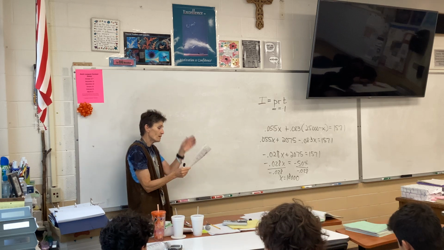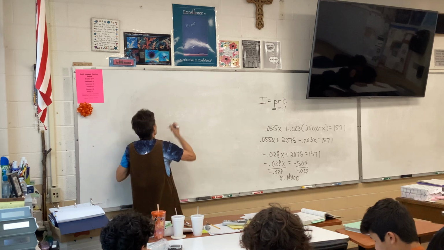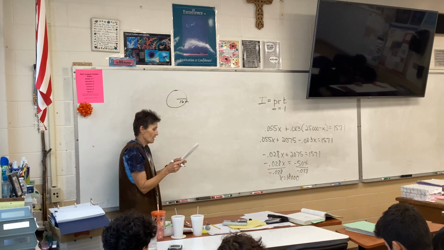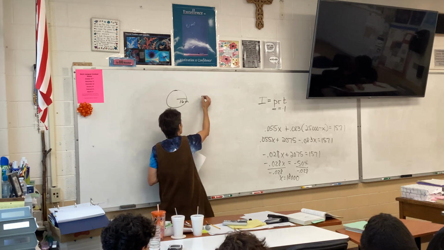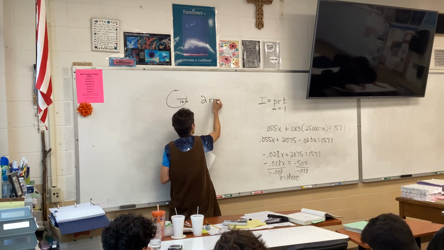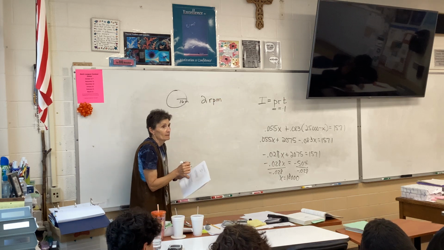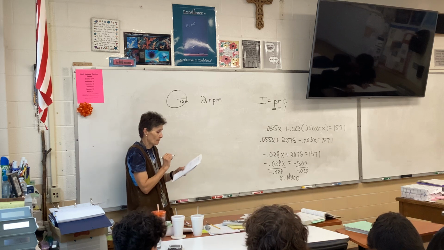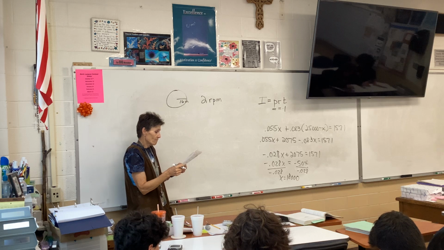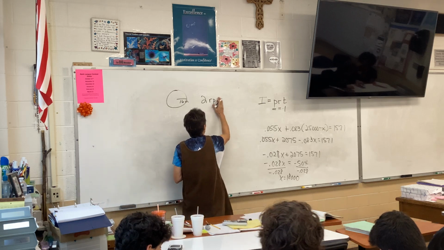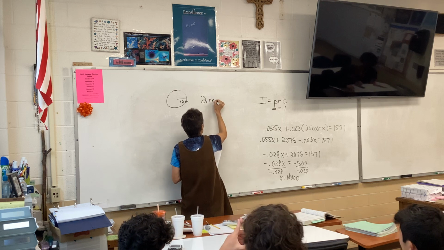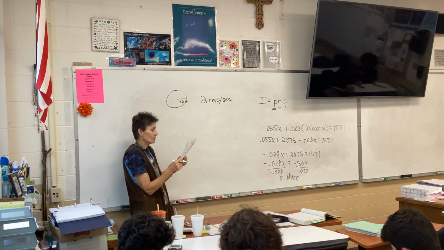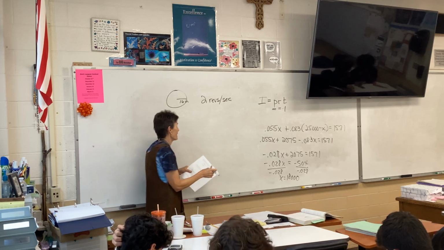A tire of a moving bicycle has a radius of 16 inches. The tire is making 2 rotations per minute. RPMs, revolutions per minute, rotations per minute. Oh, it's per second. Find the bicycle's speed in miles per hour.